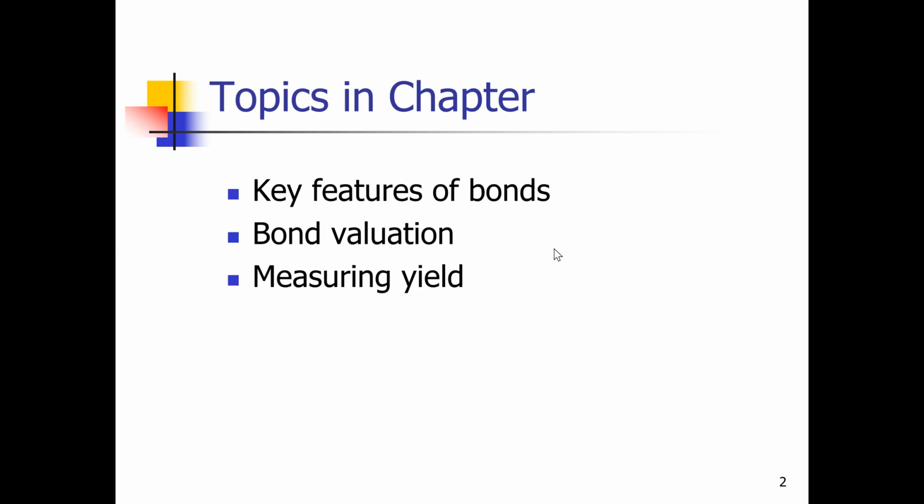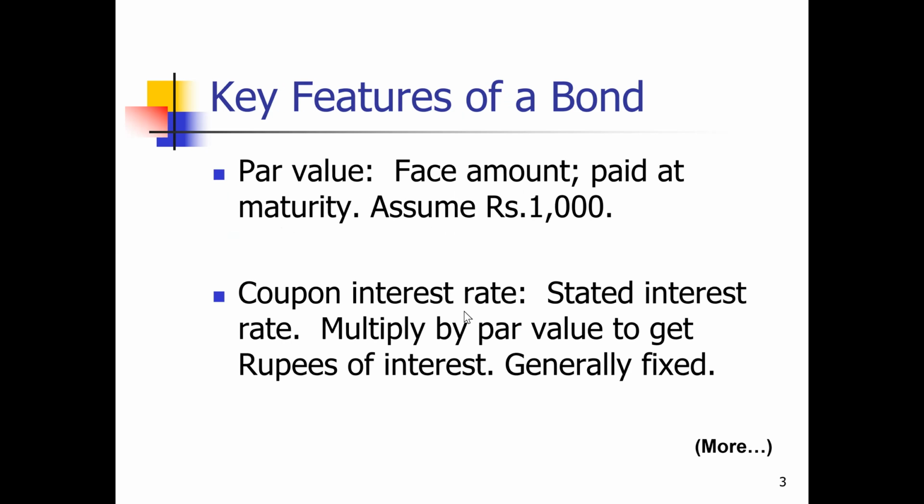Today I am going to discuss three areas: the key features which are vital to identify at the HNDA level for this topic, the way of doing bond valuation, and measuring the yield. Most of these things I discussed in the last session also. Here I have put something about the key features of a bond. The first one is face amount, that means the value which is paid at maturity.